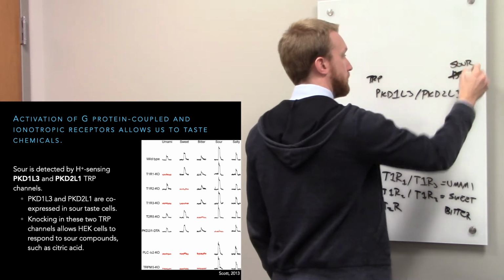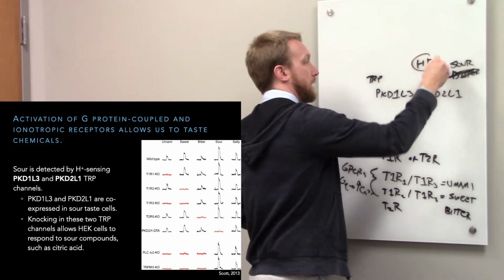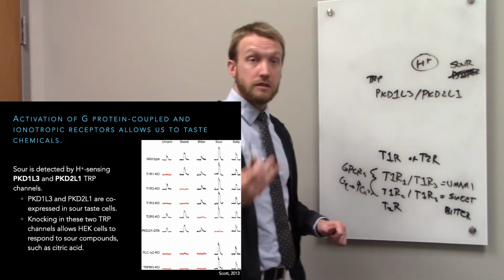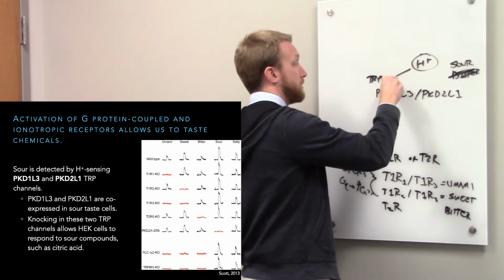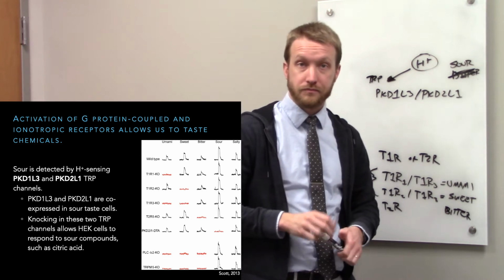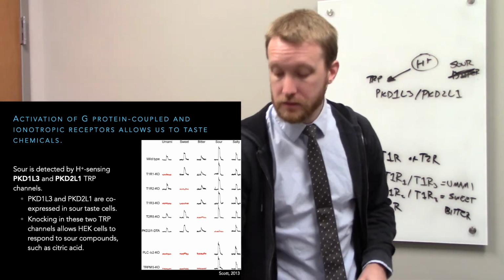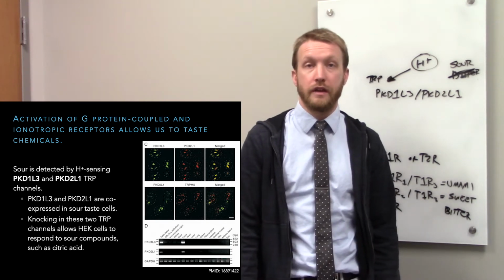Sour. Sour in this case is going to be acid. So things like lemon juice, things that are acidic. These are going to stimulate TRP channels, kind of like they did when we talked about nociception. So acid sensing ion channels is what these are. So the TRP channels are going to depolarize taste cells and lead to then the release of ATP.